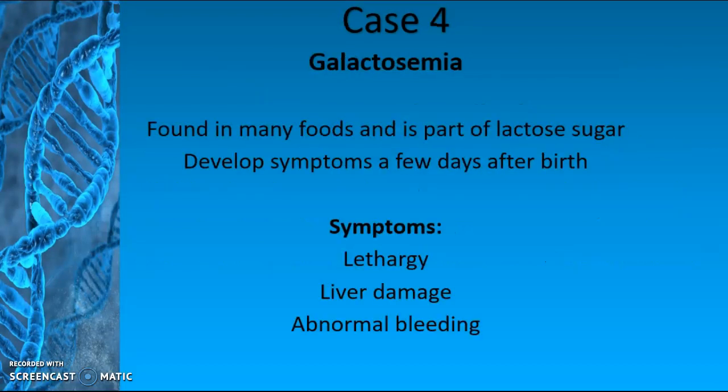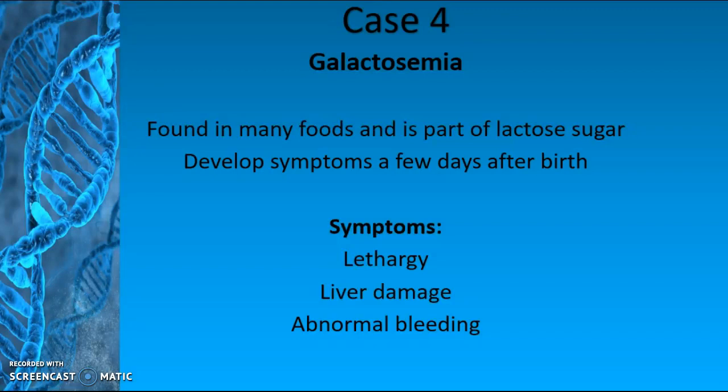Next, we're going to look at galactosemia. Galactosemia affects how galactose is processed. A small amount of galactose is present in many foods. It is primarily part of a larger sugar called lactose, which is found in all dairy products and many baby formulas. The signs and symptoms of galactosemia result from the inability to use galactose to produce energy.